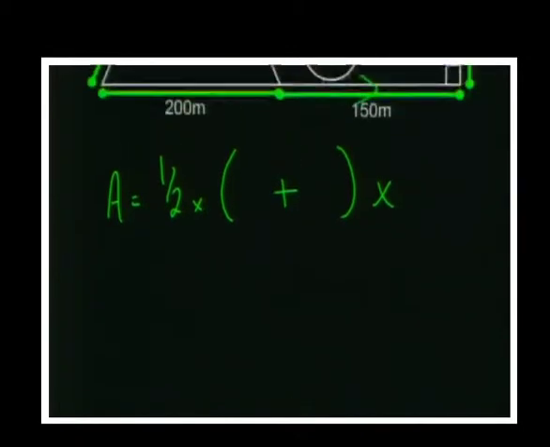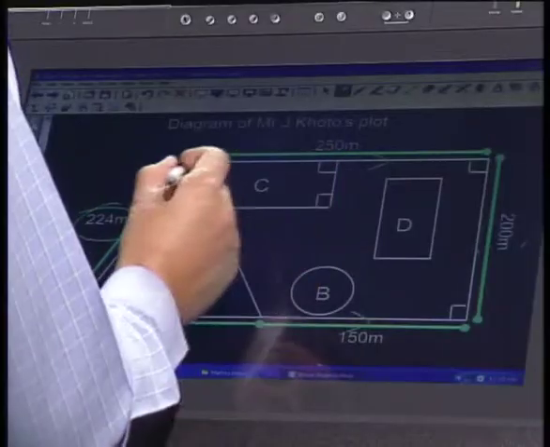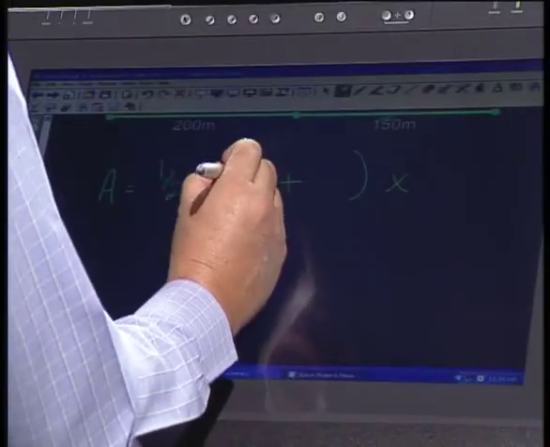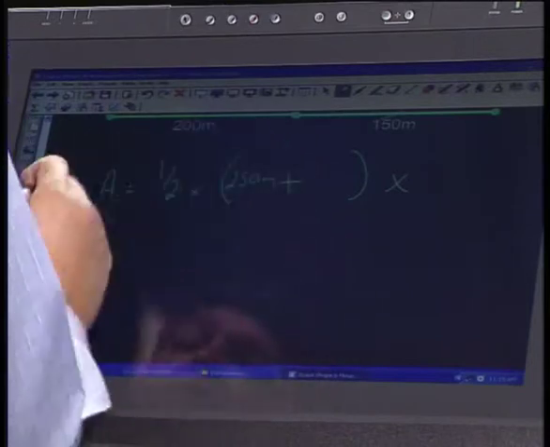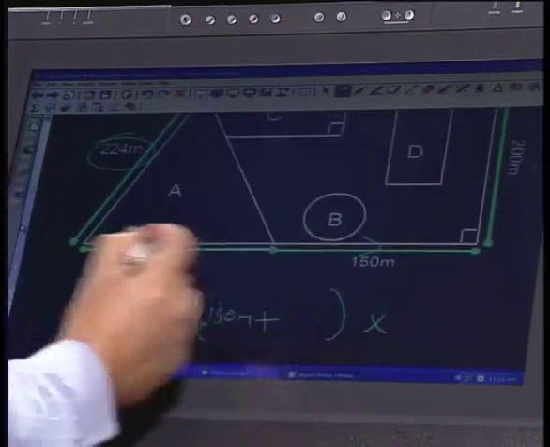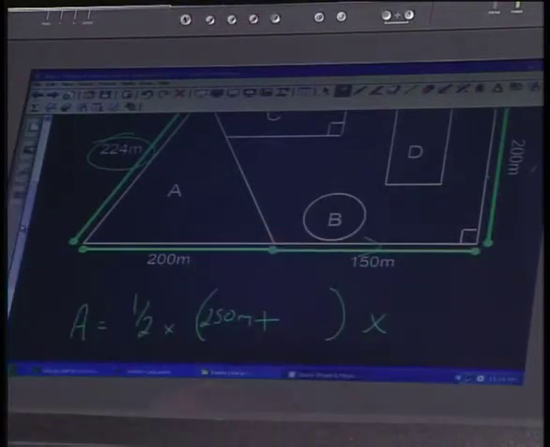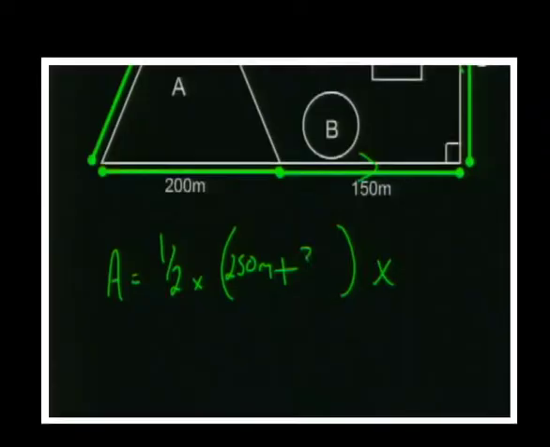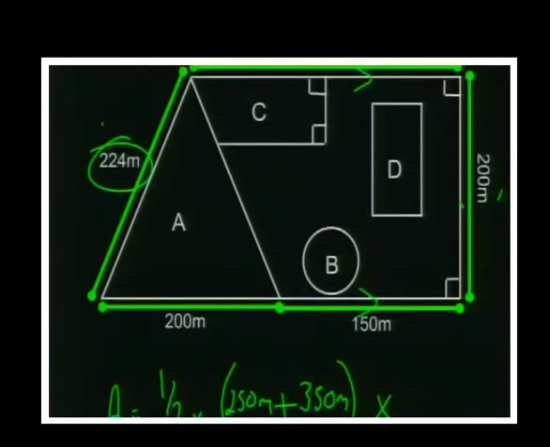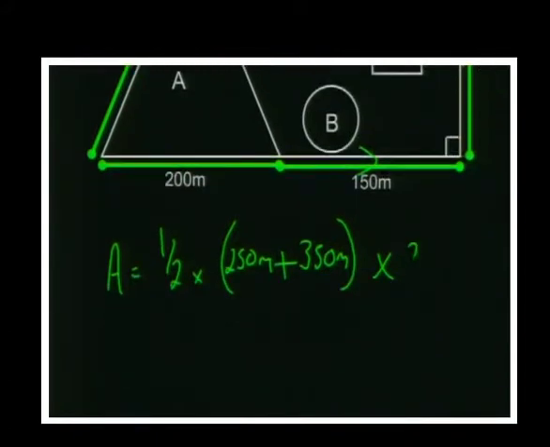Now, what are my parallel sides? Well, the one is 250 meters. How long is the other side? Well, it's 200 meters up to this point, plus another 150. So it's 350 meters. Times my height, which is 200 meters. There it is. So I've got a half times 250 plus 350, which is going to give me 600 meters, times 200 meters.